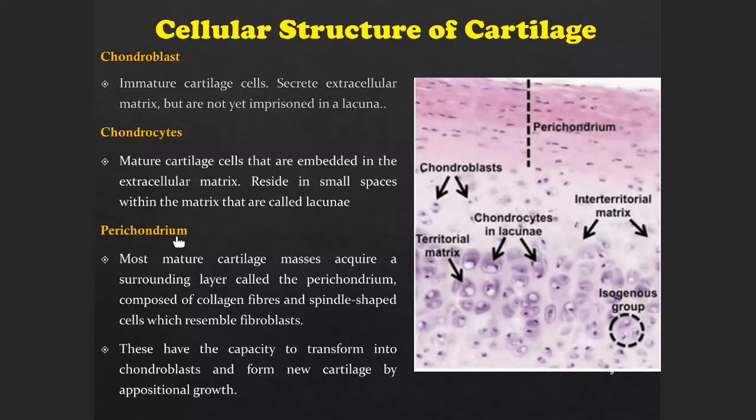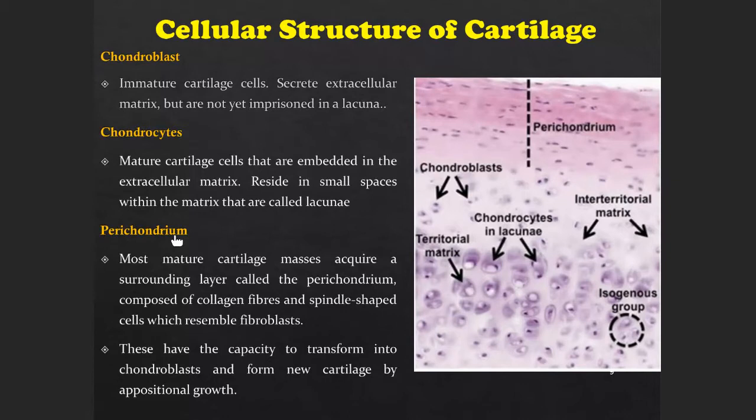Now what is perichondrium? Most mature cartilage masses acquire a surrounding layer called the perichondrium. If you want to remember the meaning of a term, it is always important to break the term down and then understand it. Peri means surrounding. Chondrium means related to cartilage. So the area that is surrounding the cartilage is the perichondrium. It is basically a layer.